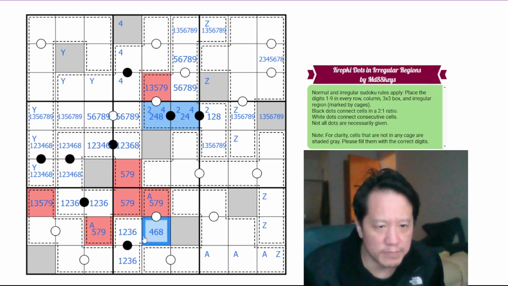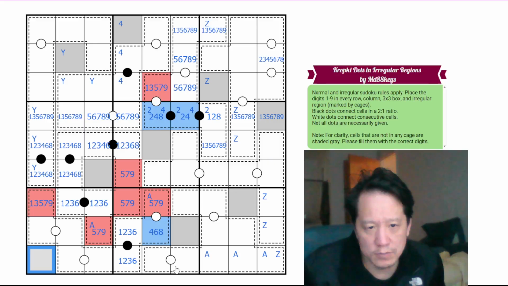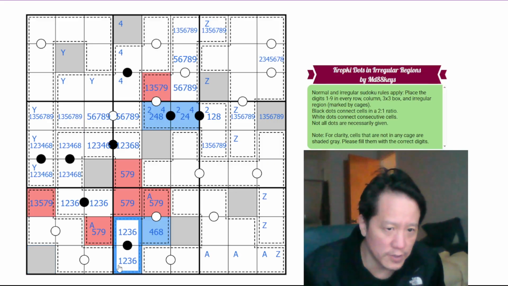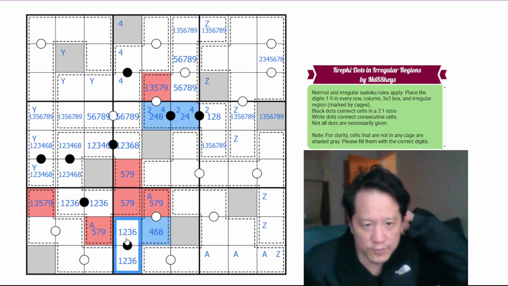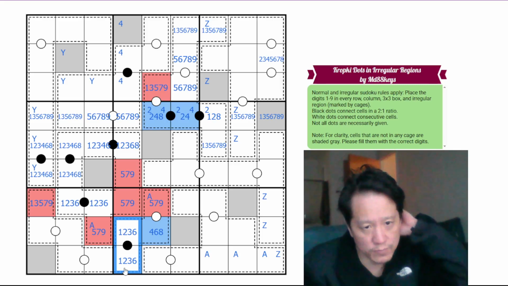This digit must match this digit here. We have 1 odd and even here. That's the same as this odd and even here. Because there's no other place for it in this cage, except for these 2 cells.